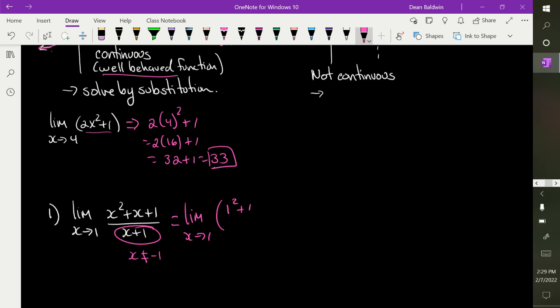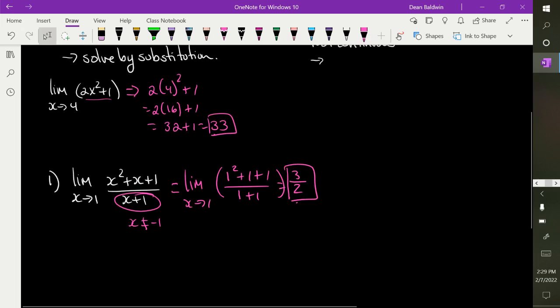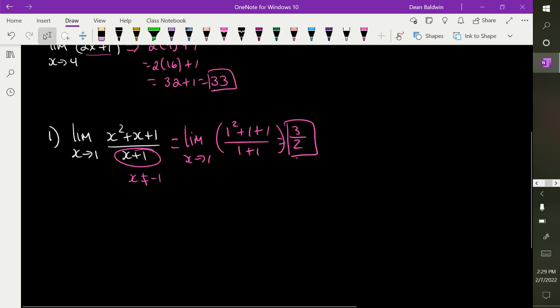So in this case, I can just sub in x is equal to 1. And you get 1 squared plus 1 plus 1 over 1 plus 1, which gives me not 3 over 3, 3 over 2. And that's it. That's the limit. Nothing to it. If you can sub in, you sub in. That is your simplest and fastest way to do it. However, that's obviously not always the case.